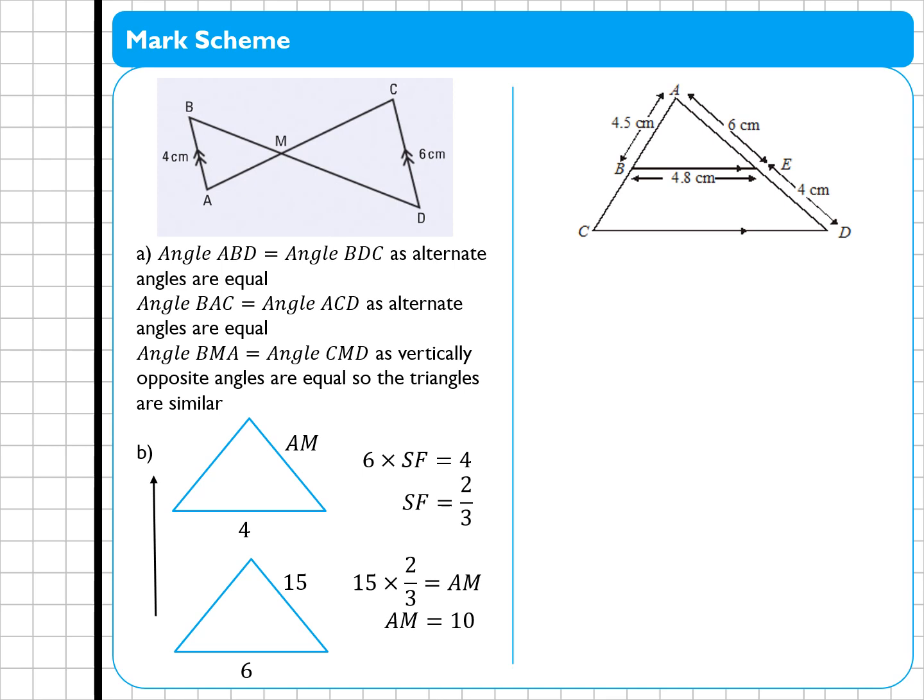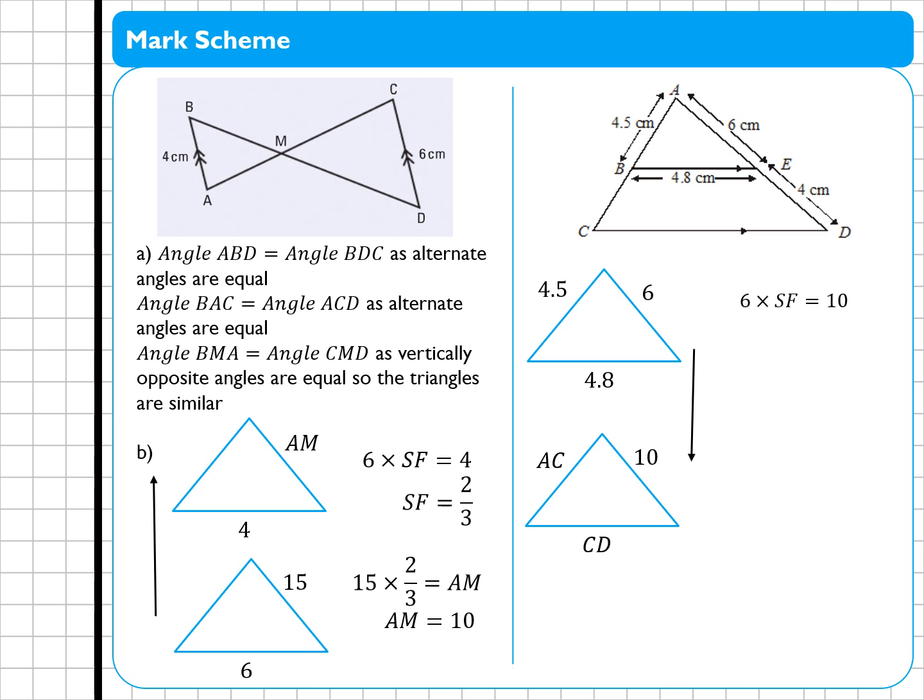With the challenge question, first step was to draw out your two separate triangles. I need to calculate AC and CD, doesn't matter what order you do that in, but firstly work out your scale factor. In this time I need 6 times my scale factor to give me 10, which means my scale factor is 5/3. I can then very easily work out CD as 8 and AC as 7.5.